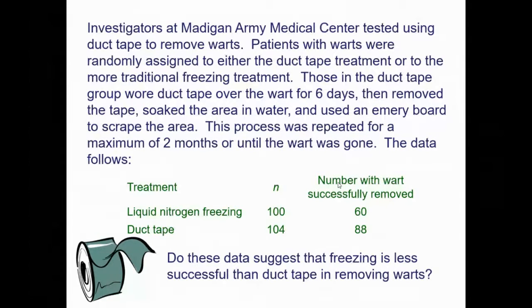So the patients with warts were randomly assigned to either the duct tape treatment or the more traditional freezing treatment. Those in the duct tape group wore the duct tape over the wart for 6 days, then removed the tape, soaked the area in water, and used an emery board to scrape the area. The process was repeated for a maximum of 2 months or until the wart was gone. And they give us the following data.